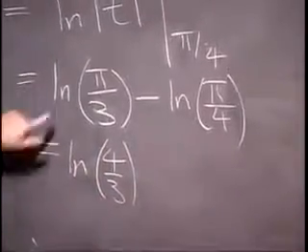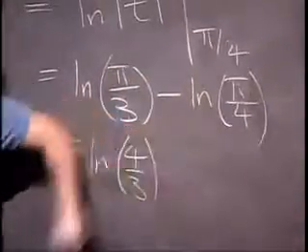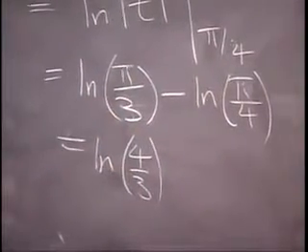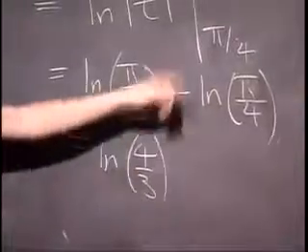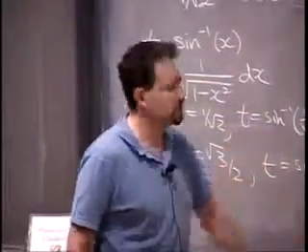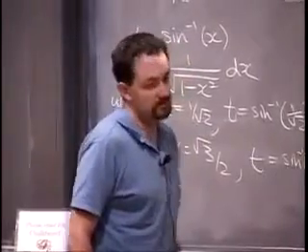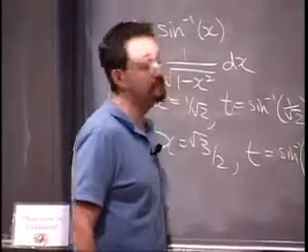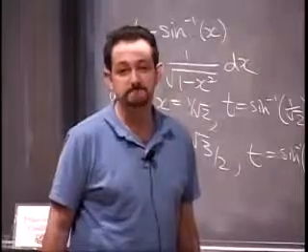After all, you just divide this by this. Log of the difference is log of the quotient. And pi over 3 divided by pi over 4 works out to be 4/3. If it said simplify your answer, you'd have to put log 4/3, not log pi over 3 minus log pi over 4. There's no pi in the answer.